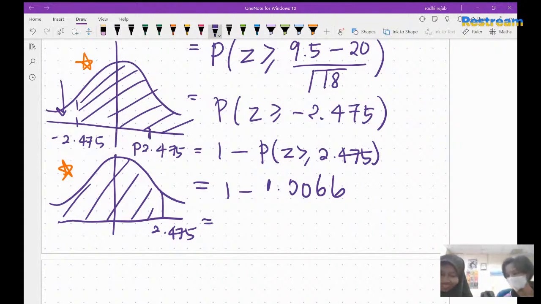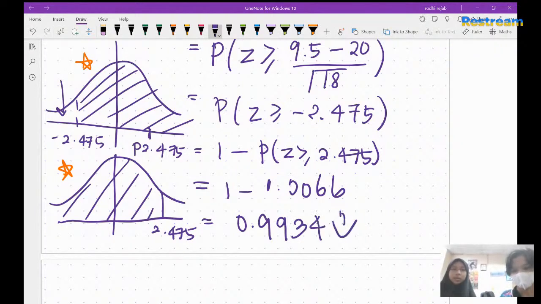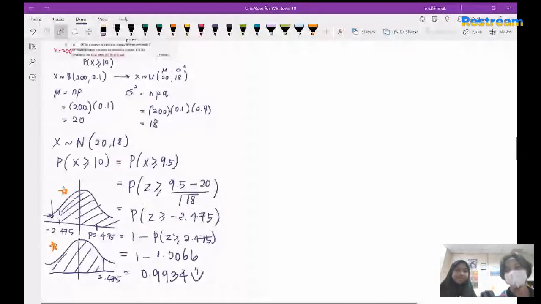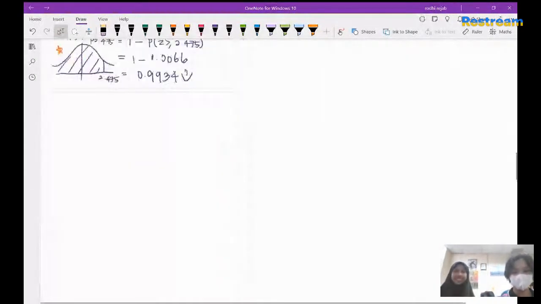So probability dia ialah 0.9934. Kita check betul ke tak? Just like the note we learned, if you want to find this vector, you must go back to the middle, then come back. Ni jawapan dia. So you only find it here. Yay, itu final answer dia. Sudah siap. So and then we will moving on to Z.